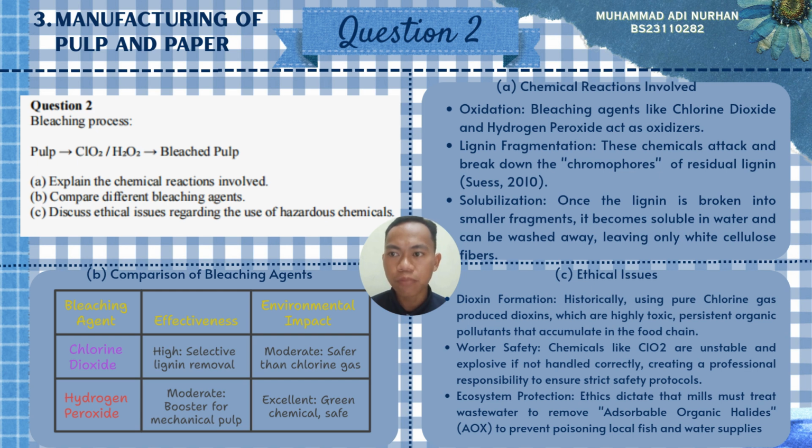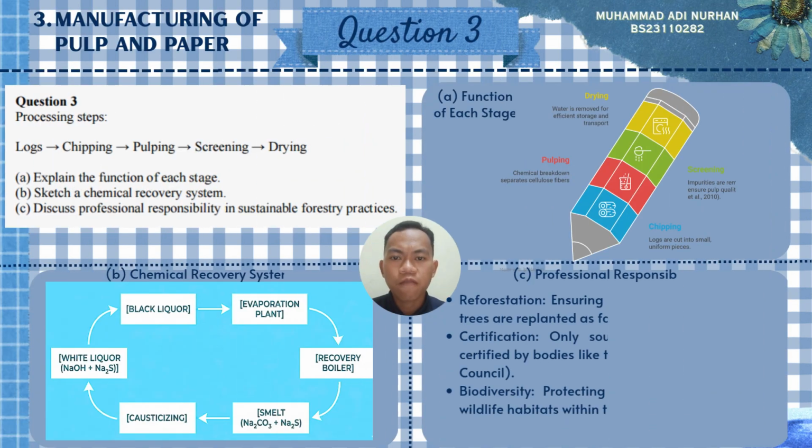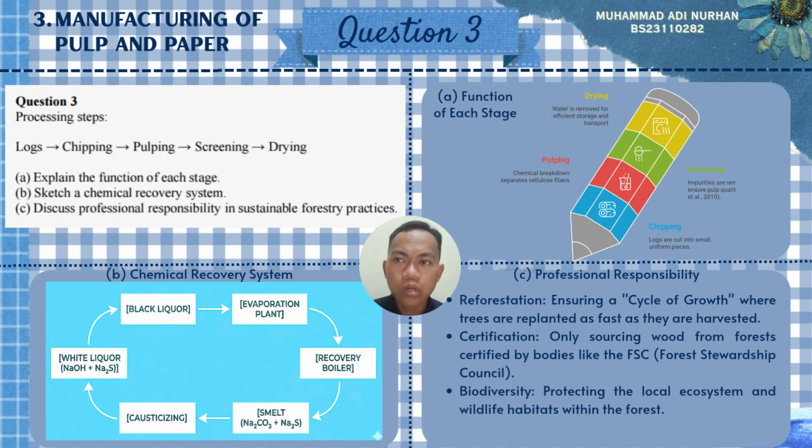Historically, using pure chlorine gas created dioxin that poisoned water supplies. Today, we have an ethical responsibility to use safer chemicals and maintain strict protocols to protect both our workers and the local ecosystem from hazardous leaks. Finally, in question 3, we address the physical processing and the importance of sustainable forestry.